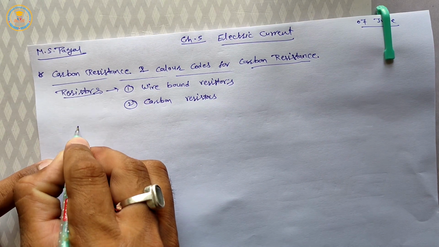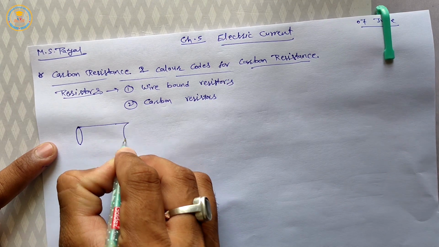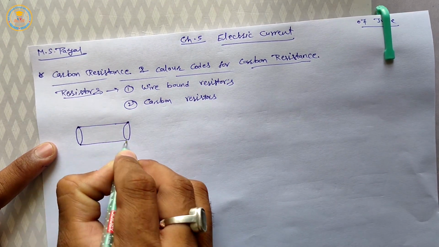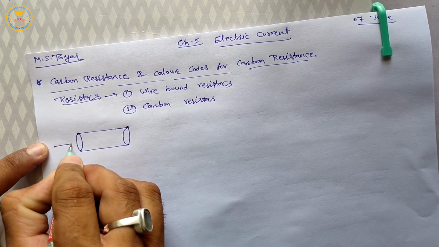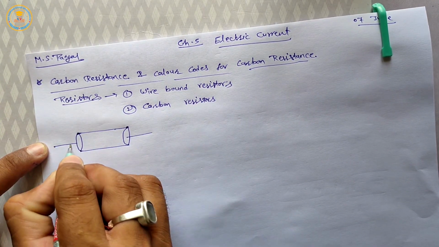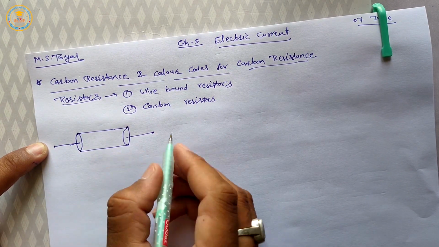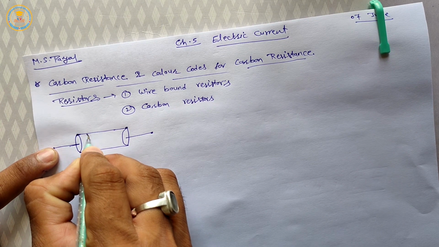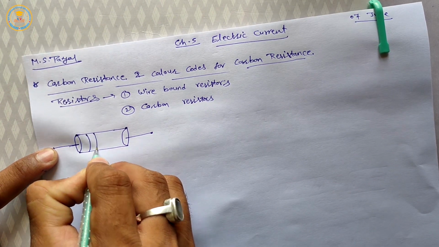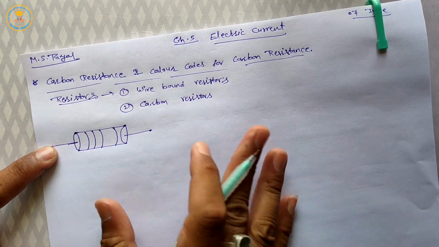Carbon resistors have a cylindrical shape like this. These are the conducting wires, and carbon resistors have four colored rings on the surface like this. Four colored coaxial rings like this.